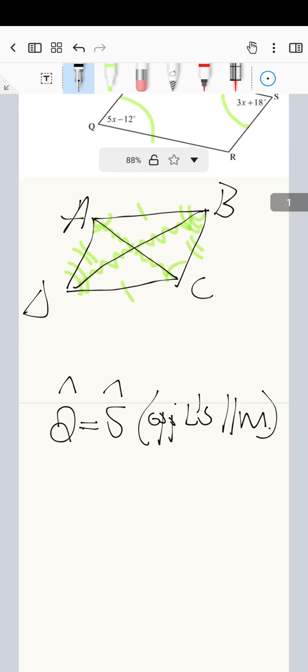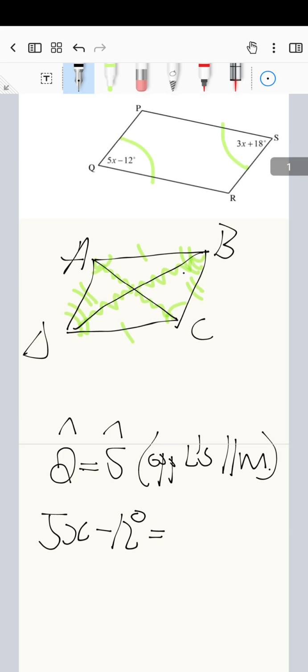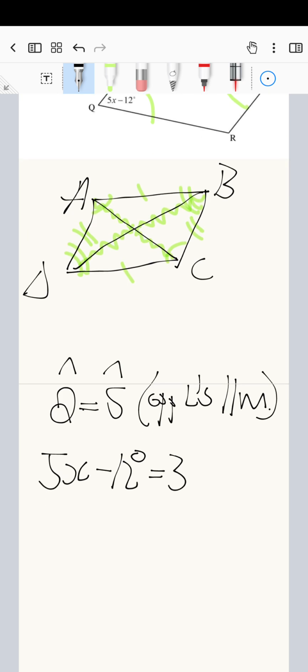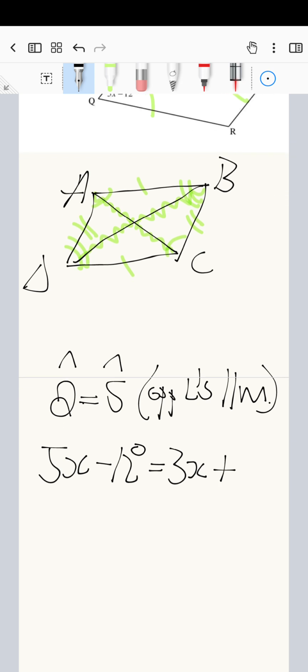So that's how we know that they are equal to each other. What was the value of Q? The value of Q is 5x minus 12 degrees. The value of S is 3x plus 18 degrees. Now the rest of that is just simple algebra. So let's go ahead and solve for x.